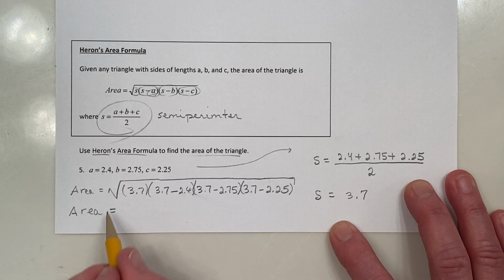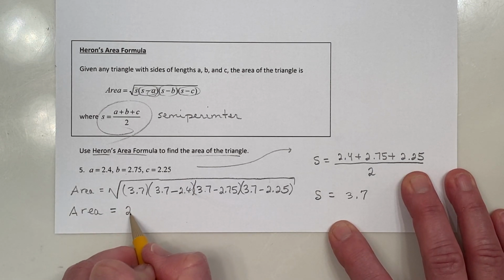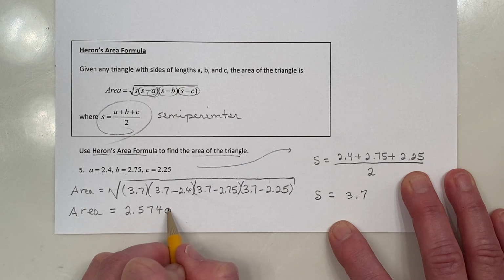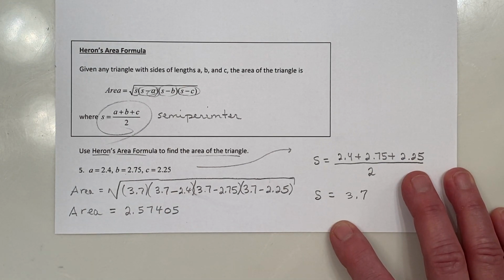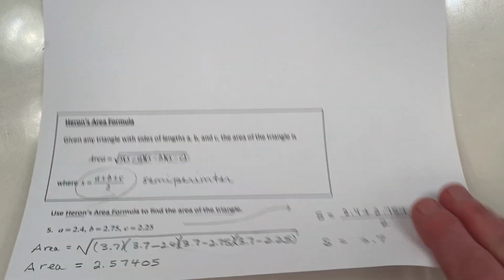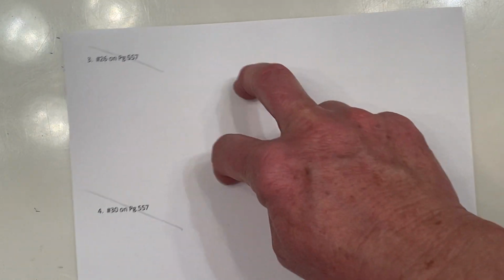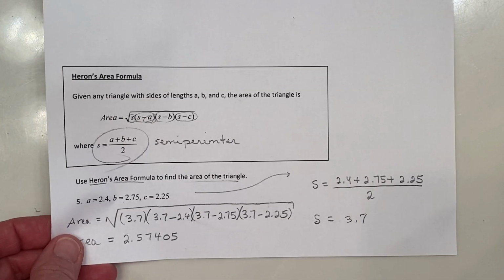So strictly calculator work, and I got 2.57405. I think this one's pretty short and sweet too. Once we cut those out, we don't need to do those this year. All right, there we go.